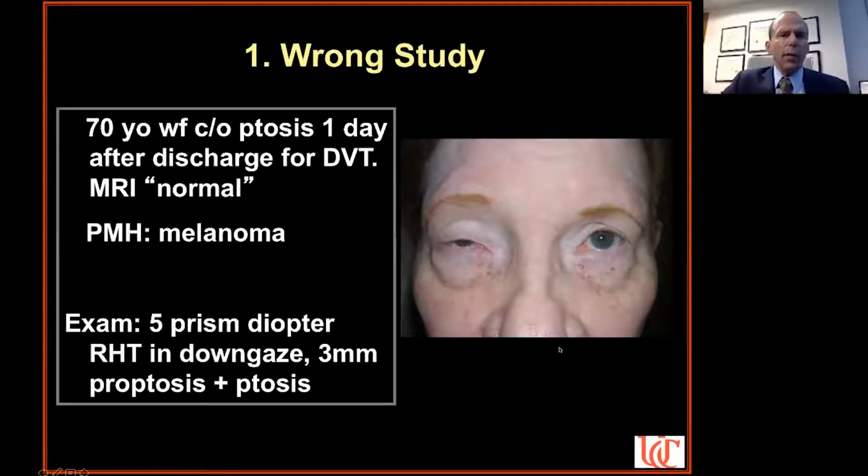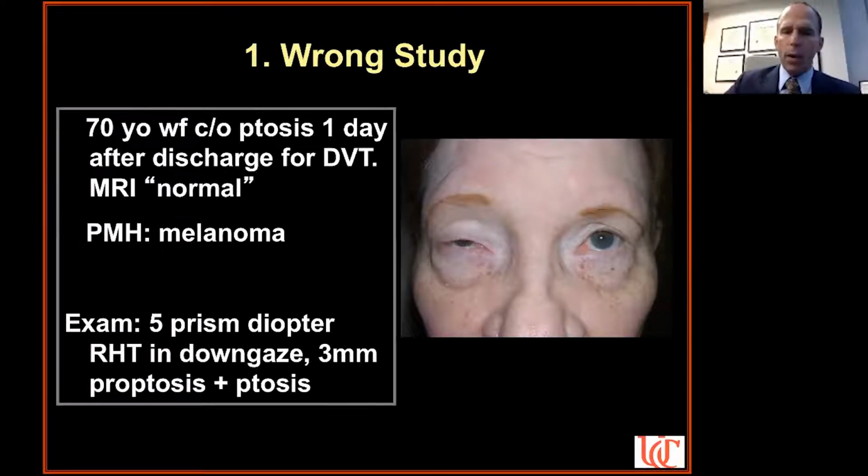So here's another case of what I thought was the wrong study. This is a 70-year-old woman who had a droopy lid for 1 day. She had a discharge for a deep venous thrombosis, and her MRI was said to be normal. She did have a past medical history of melanoma that had been excised from her skin. On exam, the reason I was seeing her other than the ptosis was that she had a 5-prism diopter right hypertropia when she looked downward. And she had slight proptosis and then, of course, the obvious ptosis. So she has what sounds like maybe an orbital process, maybe not. This could be maybe a mild third nerve palsy or something like that.